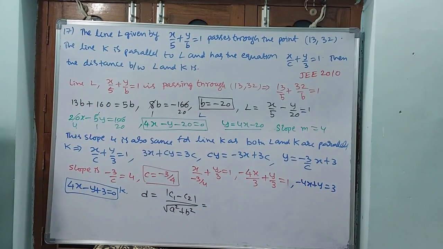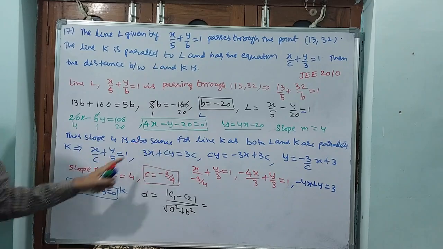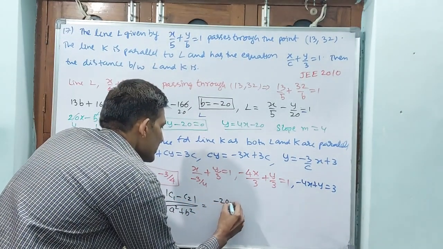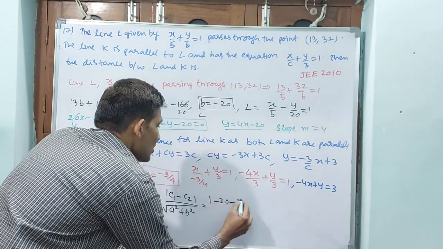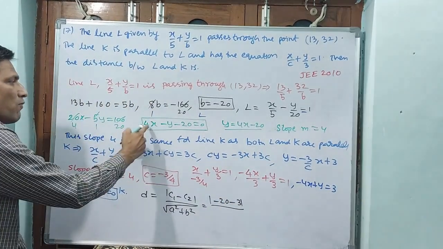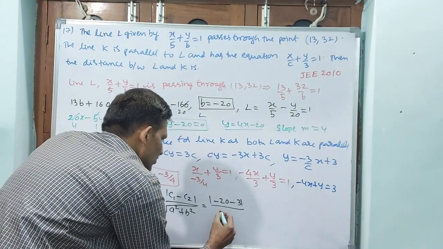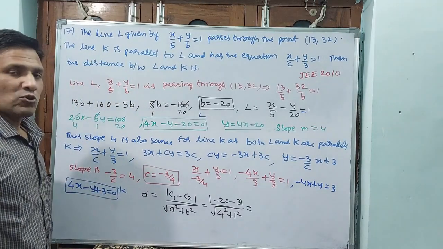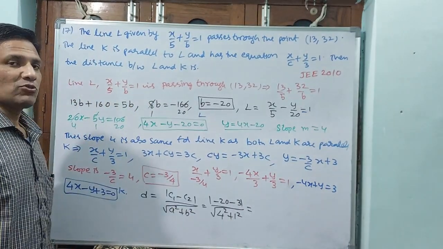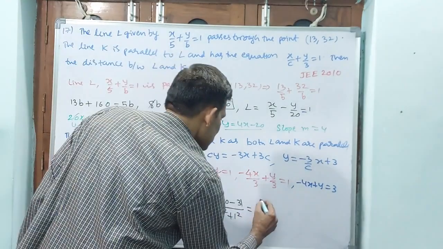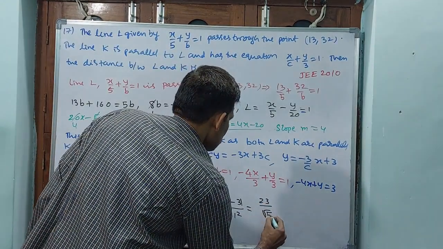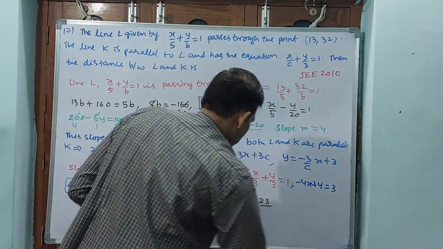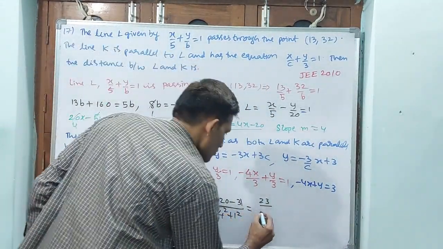Now you see, minus 20 minus 3. Why? Because you have to write the minus. Write down: modulus of minus 20 minus 3 divided by the square root of 4 square plus 1 square, or minus 1 square, both are the same. Minus 23 means automatically after the modulus it is going to become 23. 23 by root 5, sorry, 23 by root 17. 4 square means 16 plus 1, 17, root 17.